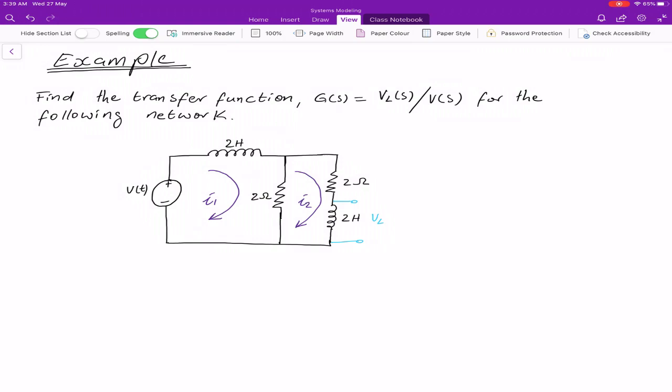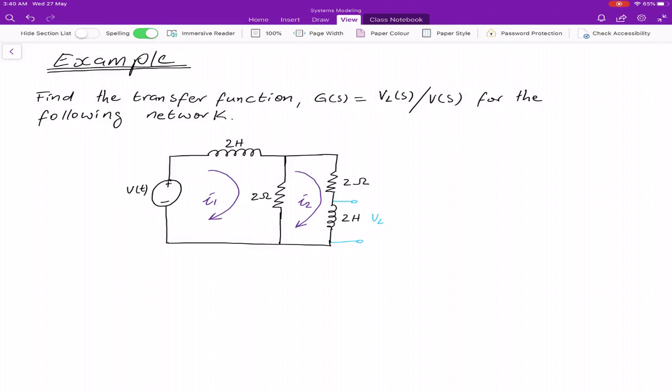Okay, here's another example, and we are asked to find the transfer function of VL over Vs. So that's the transfer function, the ratio of the voltage drop across the 2 Henry inductor on the output, where we have our VL down there, and the input voltage.